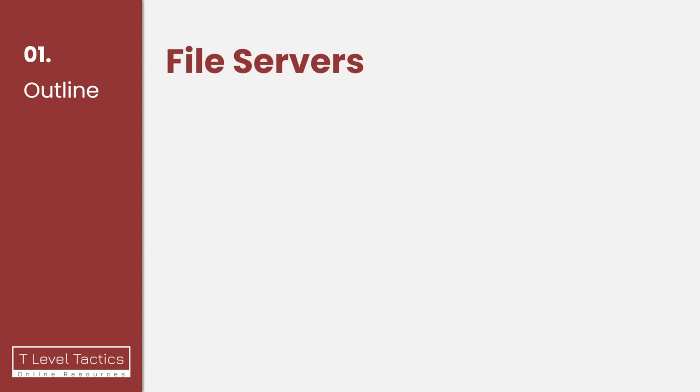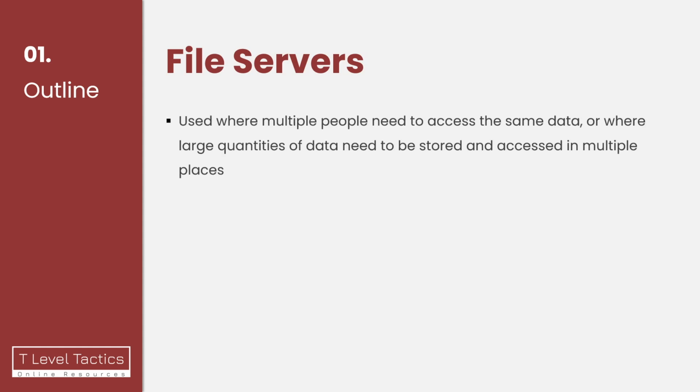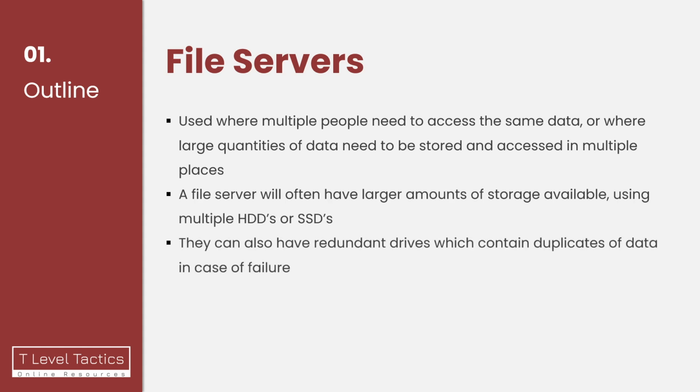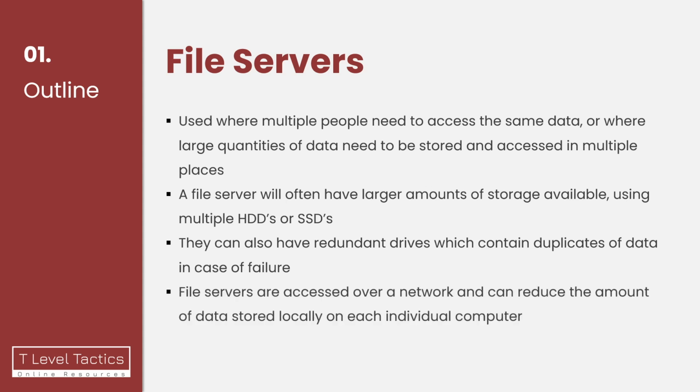You can also get file servers. And file servers are used where multiple people need to access the same data, or where large quantities of data need to be stored and accessed in multiple places. A file server is often going to have much larger amounts of storage available, using multiple hard drives and SSDs. They can also have redundant drives which can contain duplicates of data in case of failure. This uses a system known as RAID. File servers are accessed over a network and can reduce the amount of data stored locally on each individual computer in the organization.